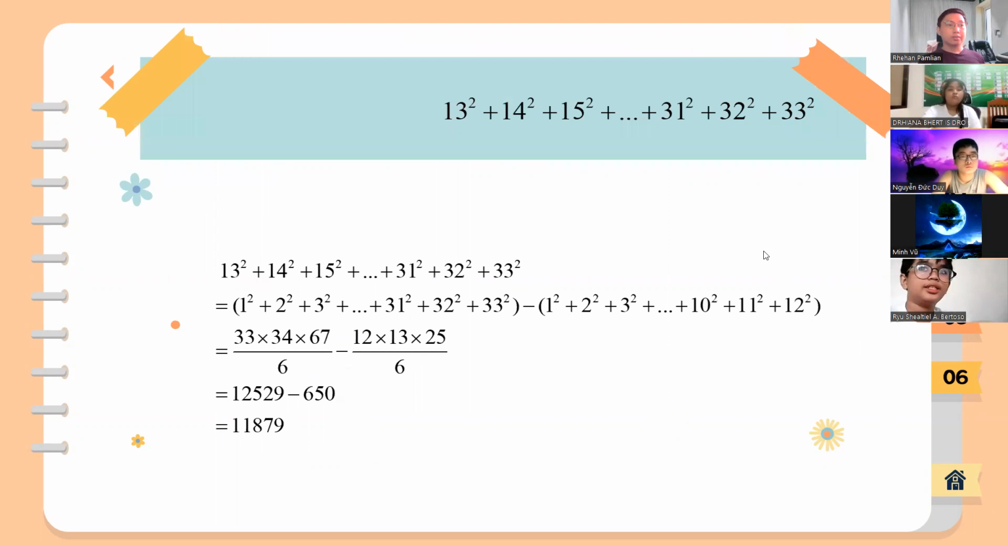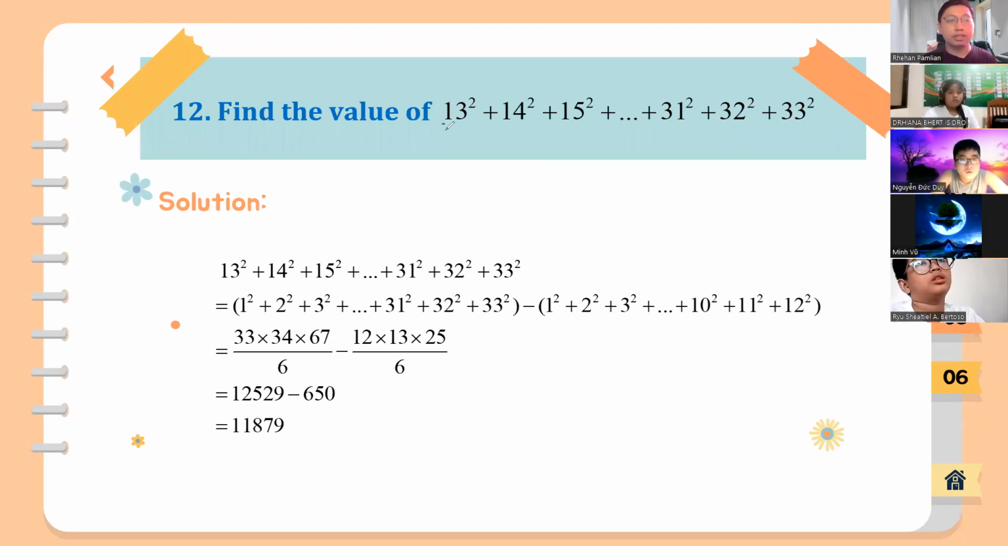Okay, cool. We proceed now with the next one, number 12. Here in number 12, this is basically the same concept, sum of squares. In the previous problem, we learned the formula for sum of squares. But in this case, we are starting from 13 and ending at 33. The trick is you just need to get the sum of squares from 1 to 33 and then subtract the sum of squares from 1 to 12.